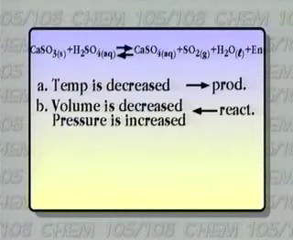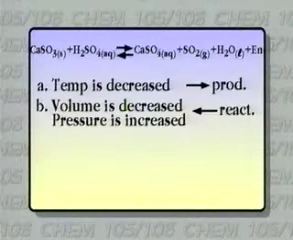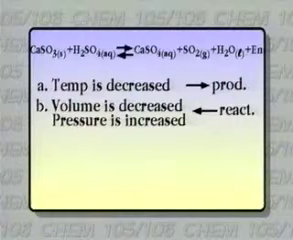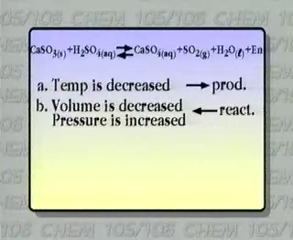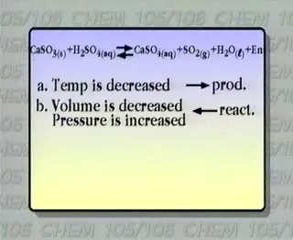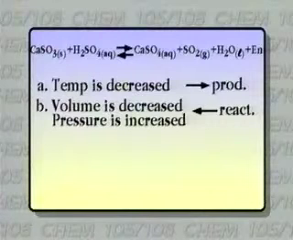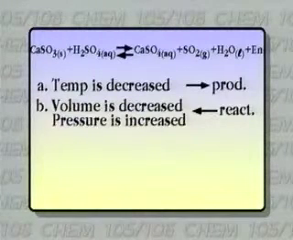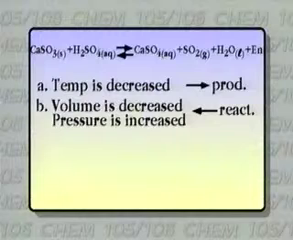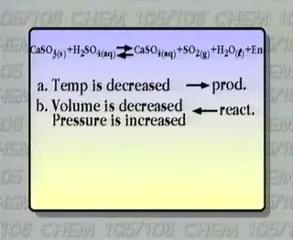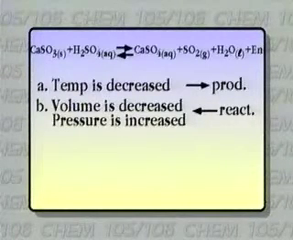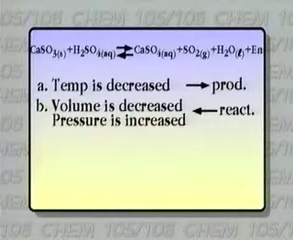So by decreasing the volume, thus resulting in a pressure increase, we're going to shift the equilibrium from the product side back to the reactant side, meaning we're going to have less of these and we're going to have more of the reactants occurring at equilibrium. All right?